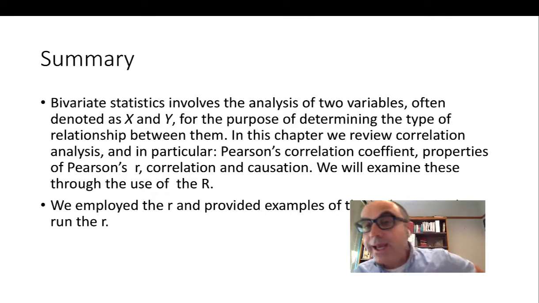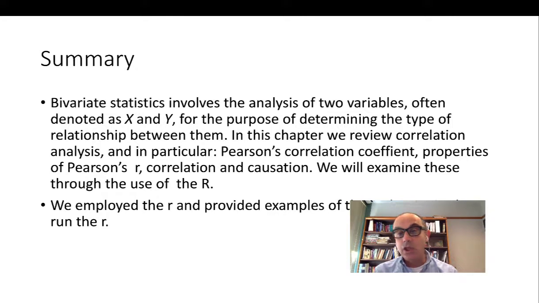So in summary, what we covered here, and you will have a lot of reading to do in this module, is about analyzing two variables, often defined as X and Y, for the purpose of determining the type of relationship between them. In this chapter, we reviewed correlation analysis, in particular the Pearson correlation coefficient, the properties of Pearson r, and correlation and causality. We will also examine those through R.